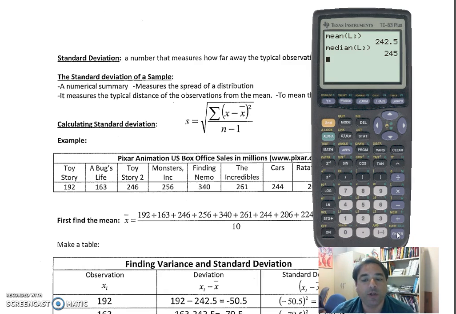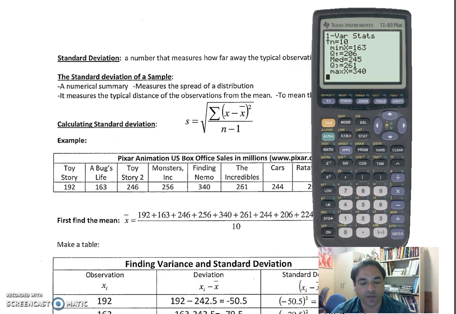Or if we want to do it all at once, we can hit stat, calculate, number 1 for one variable statistics, second 3 for list 3, enter, and then the mean would be x bar, down, down, down, the median would be 245. Okay, so that's all practice.